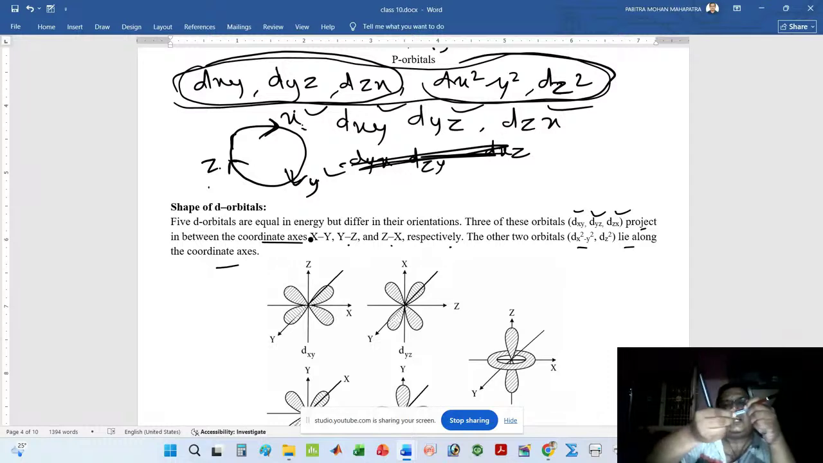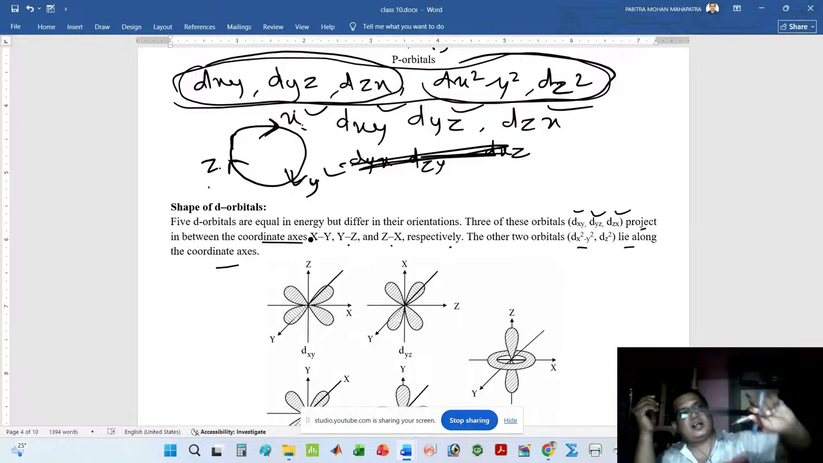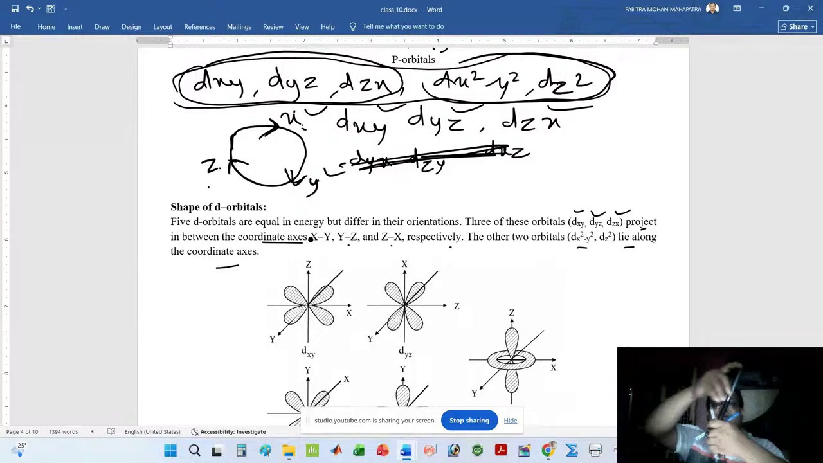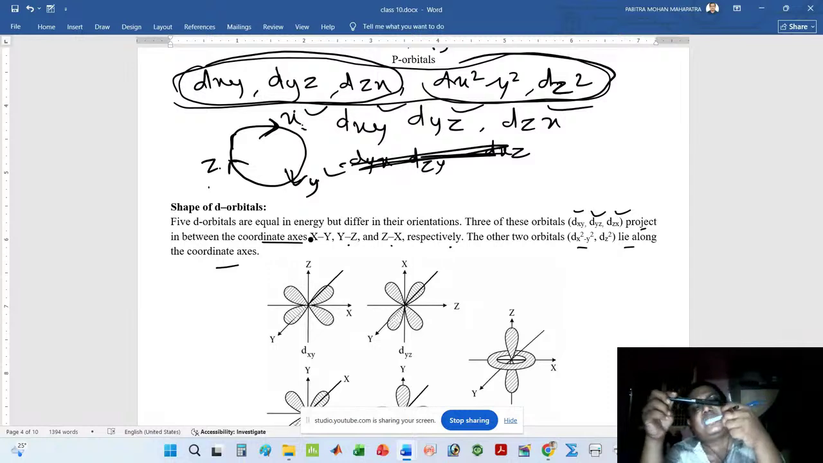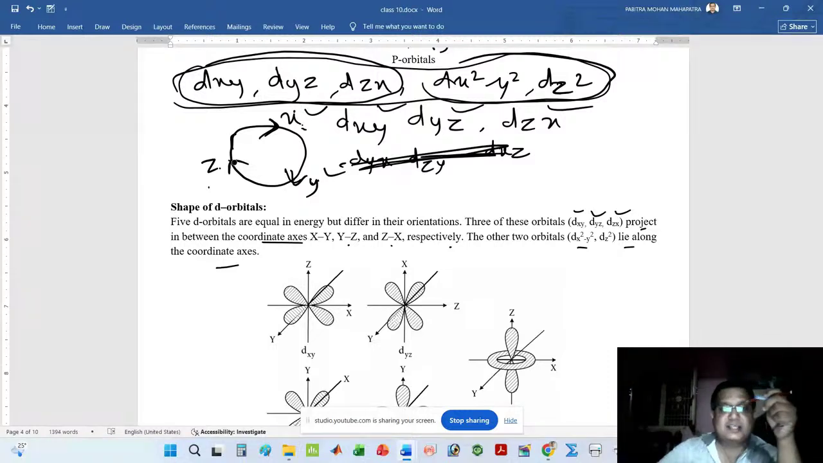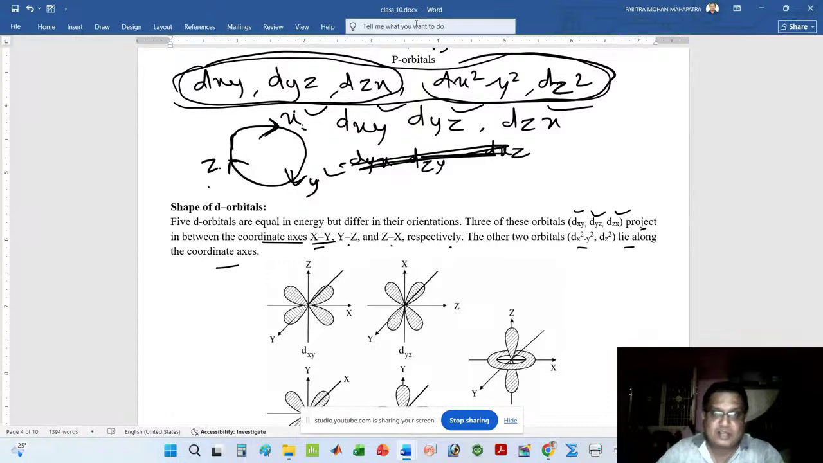This is your x-axis, this is your y. Here we will find like this. One lobe is present here. Another lobe is present here. This is the second lobe. Next lobe is present here. Next lobe is here. Clear? That means four lobes are present in between the axes, and they are present in the x and y plane. Clear?